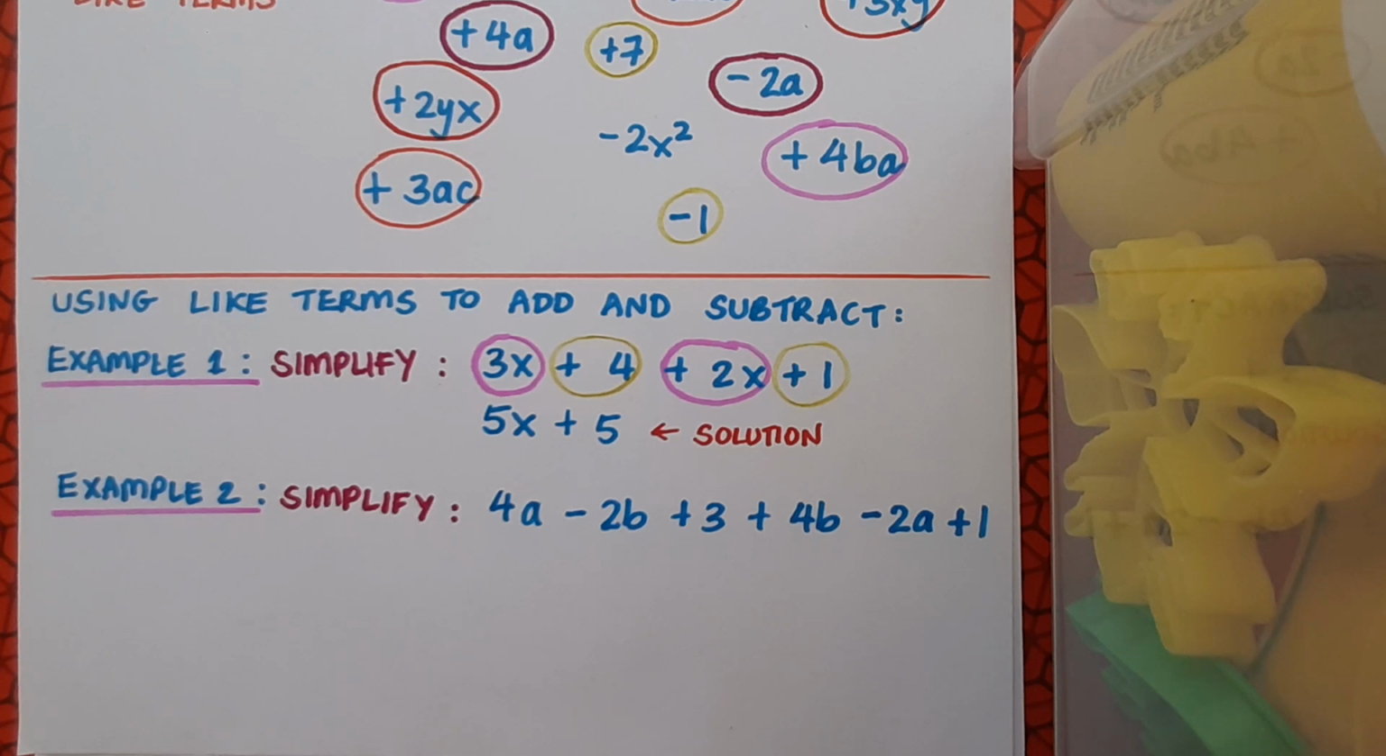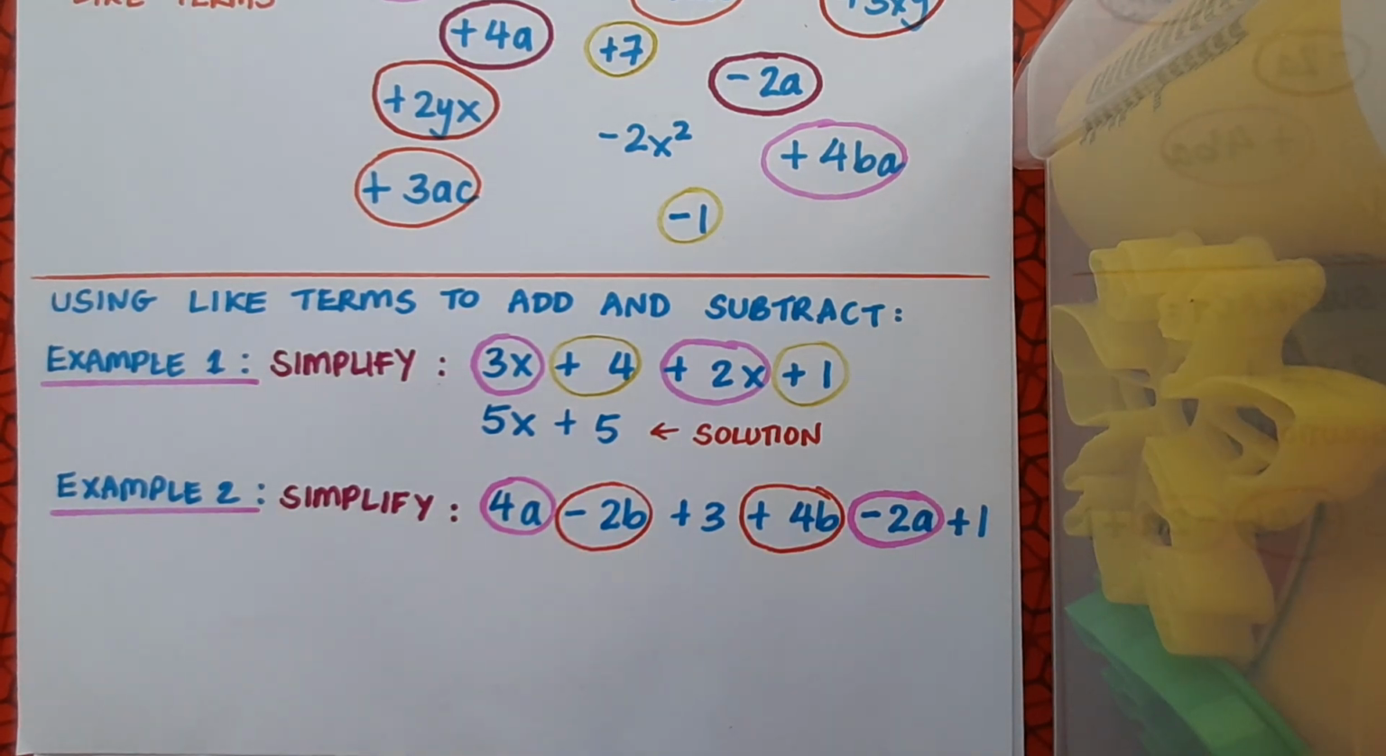Pause the video while you do this, and then when you've done that, play and see if you were correct. So 4a and minus 2a are like terms. They both end in a. Minus 2b and plus 4b are like terms. They both end in b. And plus 3 and plus 1 are also like terms. They don't have any variable at the end.